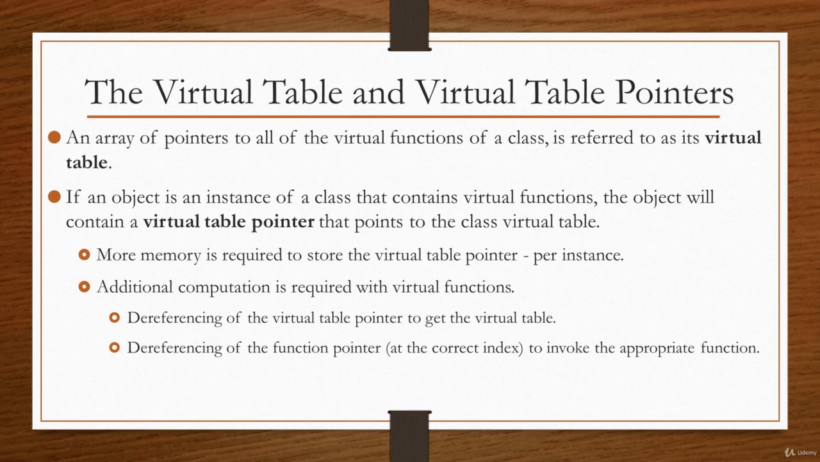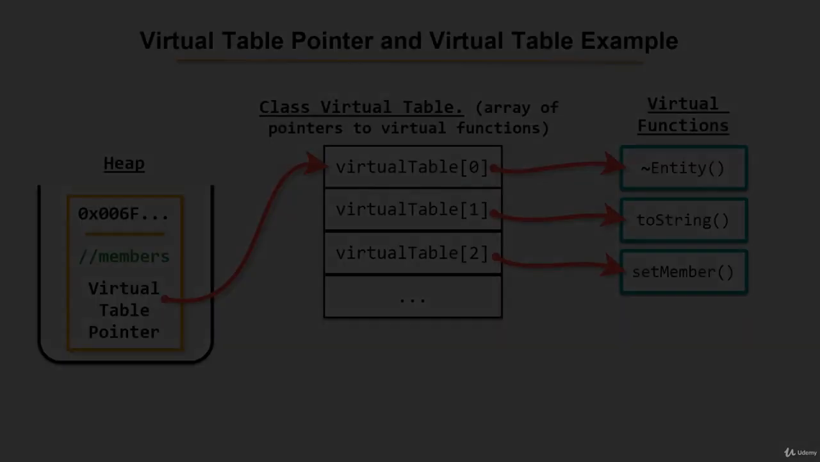Also, additional computation is required with virtual functions because basically what happens is the dereferencing of the virtual table pointer to get to the virtual table, and then also dereferencing of the function pointer to add the correct index to invoke the appropriate function. So again, some additional computation with virtual functions that you will not have with classes that do not contain virtual functions.